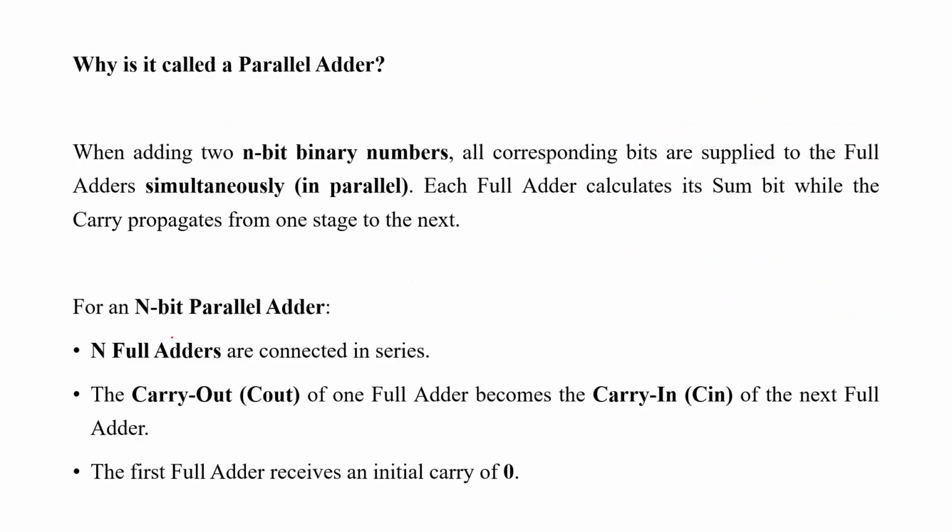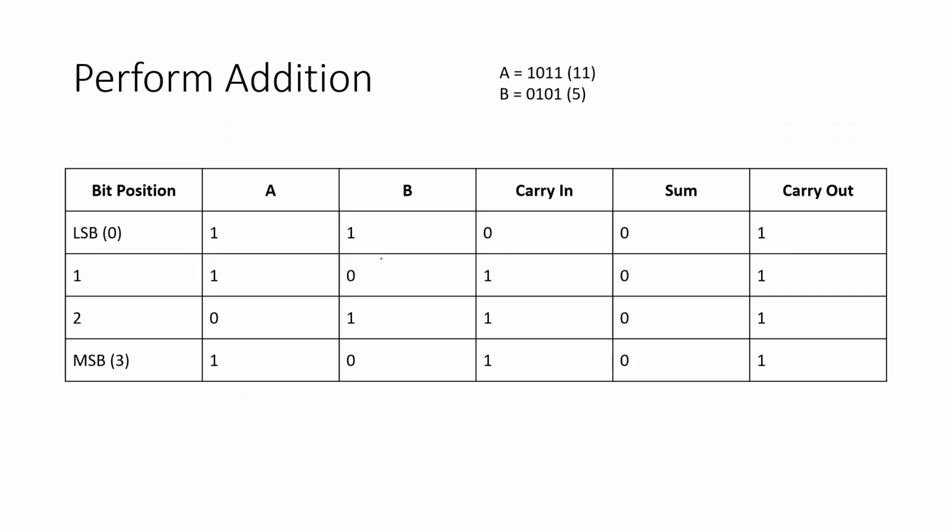So here n full adders are connected in series. The carry out, or C out, of one full adder becomes the carry in of the next full adder. While seeing the diagram, you can understand it well. Now we can see one example.